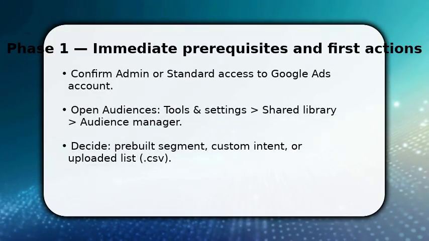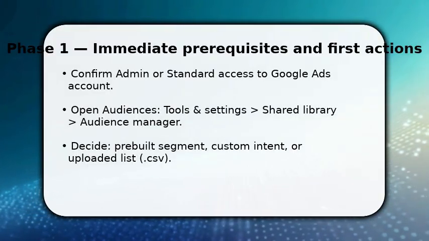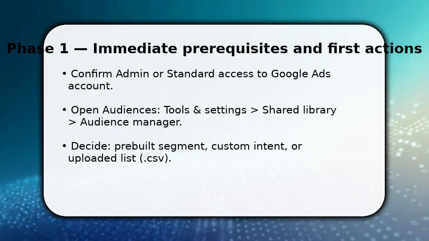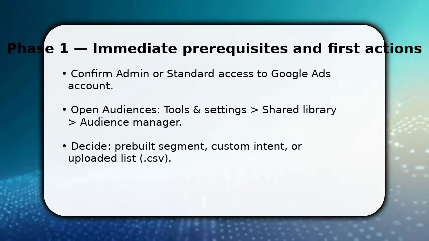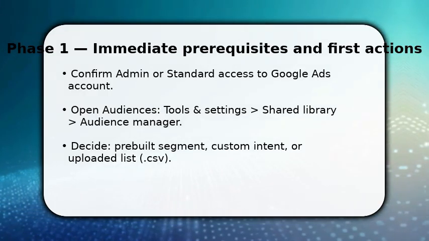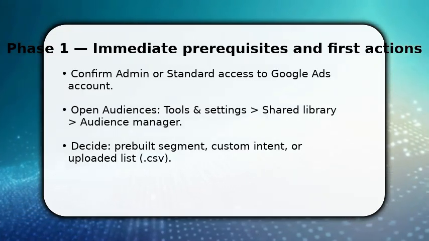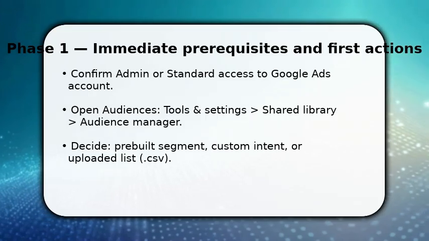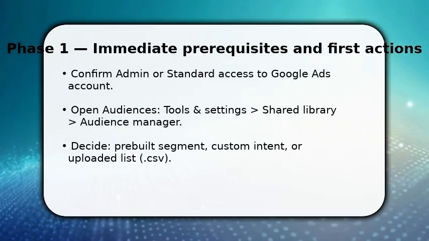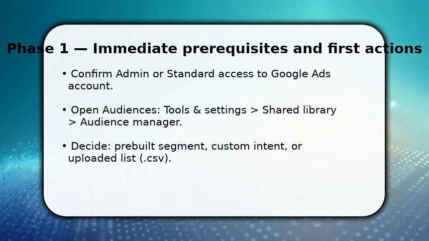You have access and the account is ready. Open Google Ads and go to Tools and Settings, then Audience Manager. Once there, click the blue plus to create a new segment. Choose whether you want a pre-built audience, custom intent, or to upload a list. Make sure your list matches required fields if uploading: emails, phone numbers, or user ID.